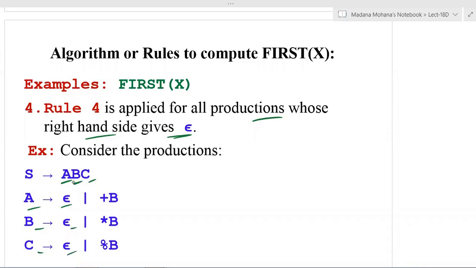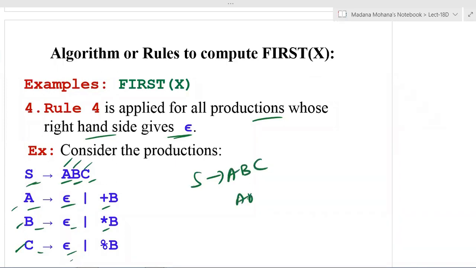So as usual, by rule 3, you can add non-epsilon symbols in first of A to first of S, then non-epsilon symbols in first of B to first of S, then non-epsilon symbols in first of C to first of S. That you can apply as it is. Then rules 1 and 2 apply, you can apply for null comma terminal for the A, B, C productions. Then finally, rule 4, here you can see S derives ABC.